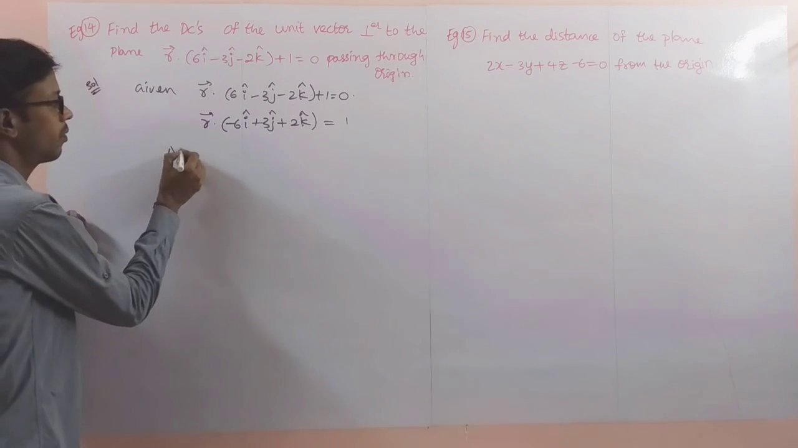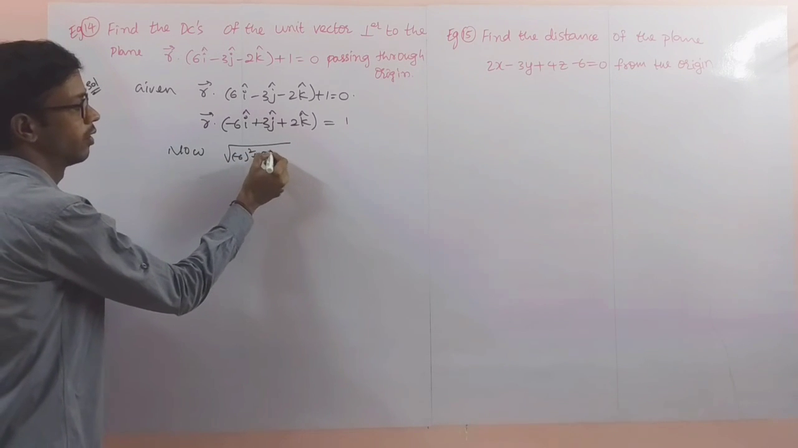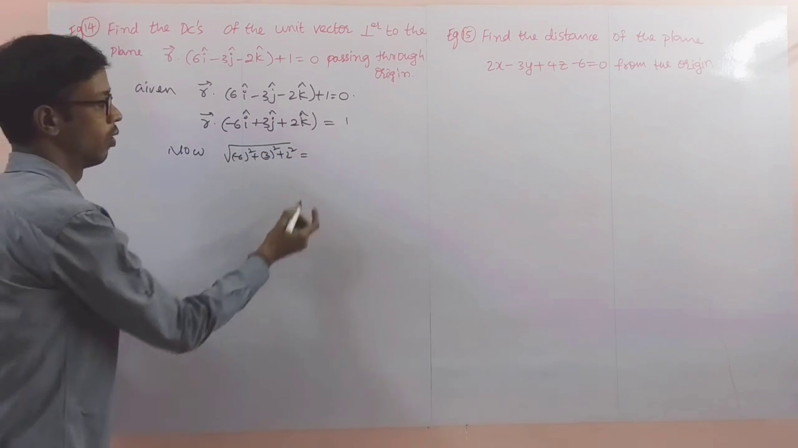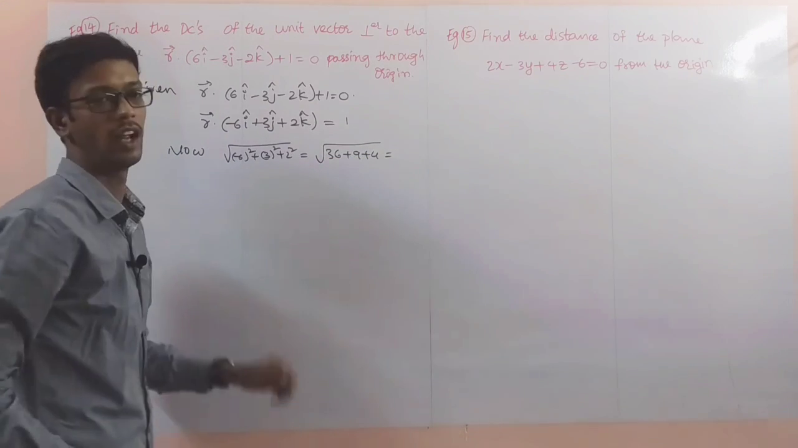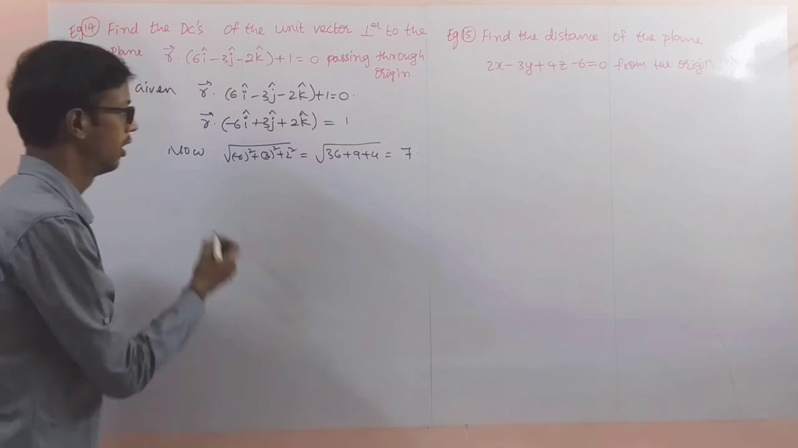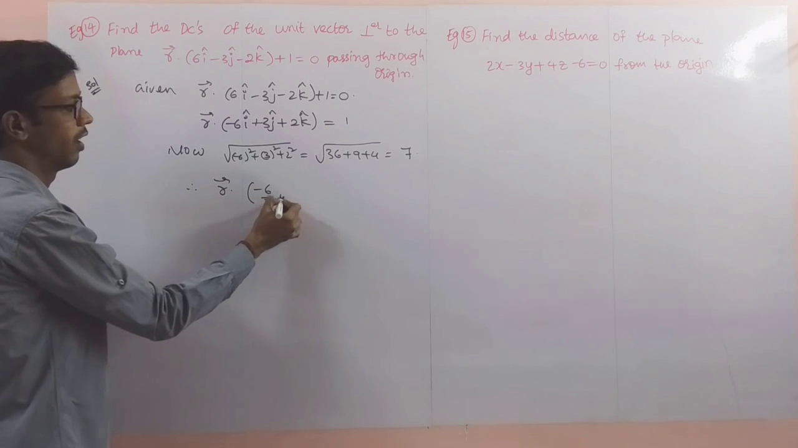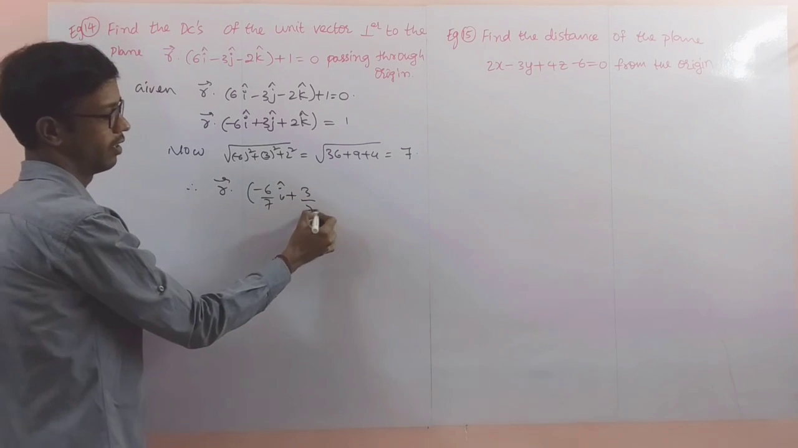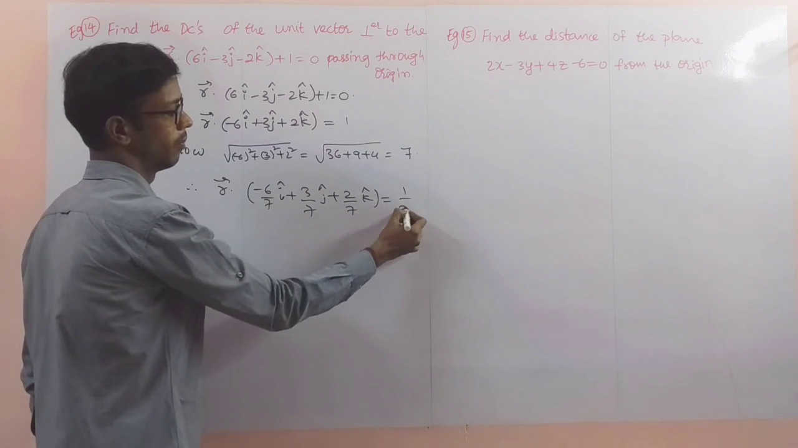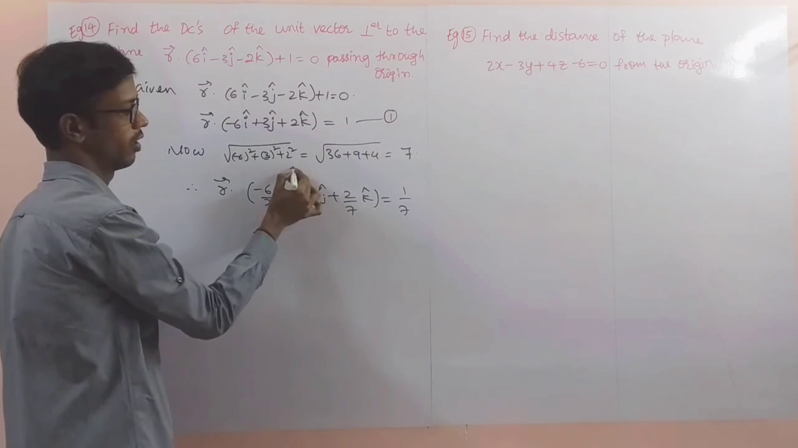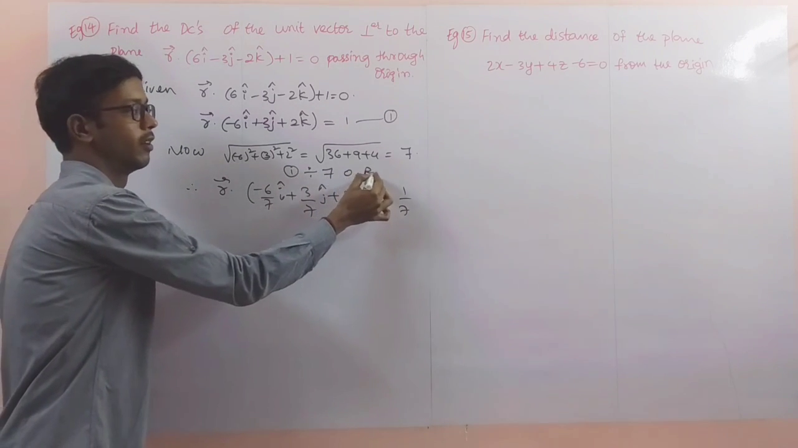Now, same method for all problems. Minus 6 whole square, 3 square, plus 2 square. So the total value is 36 plus 9 plus 4, that is root 49. Root 49 is 7. Therefore, r bar dot of minus 6 by 7 i cap plus 3 by 7 j cap plus 2 by 7 k cap equals 1 by 7. Otherwise, write equation 1 divided by 7 on both sides.